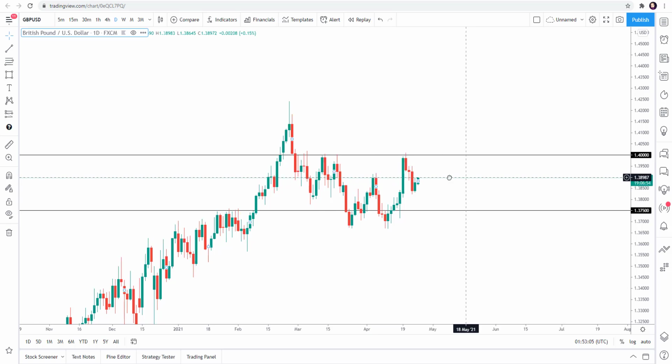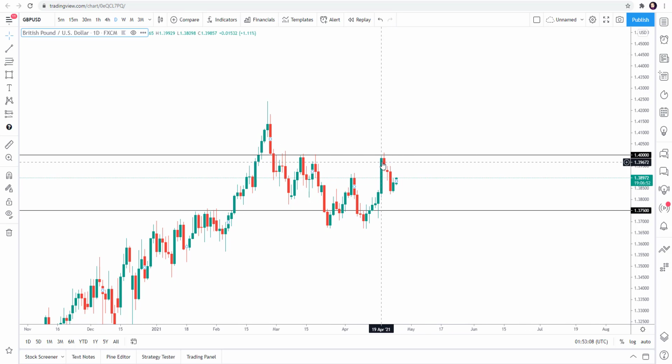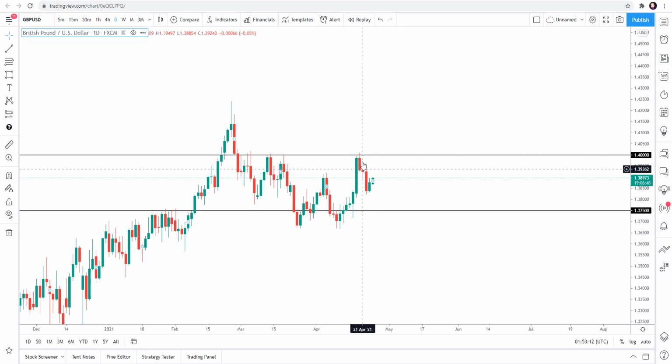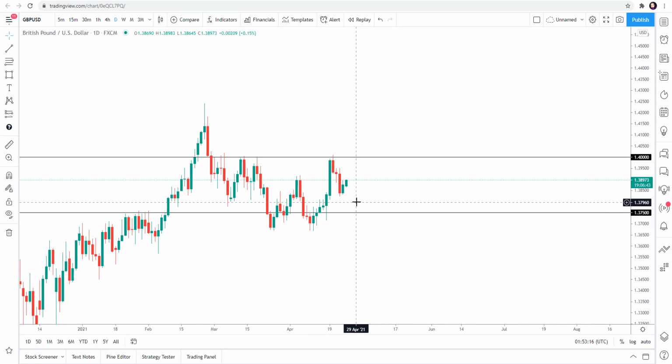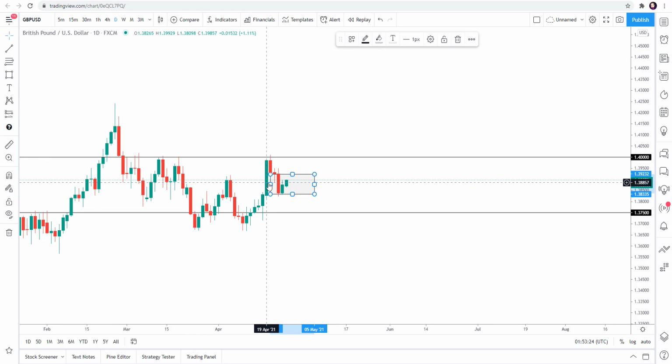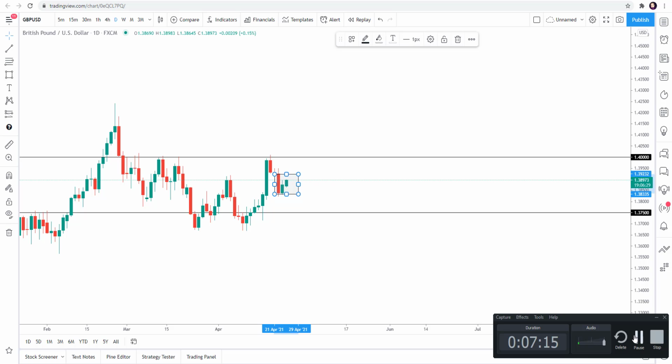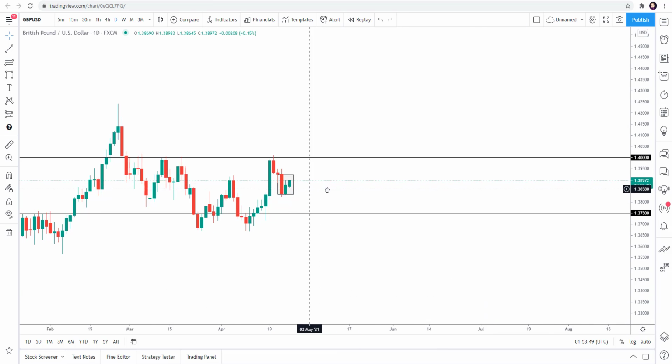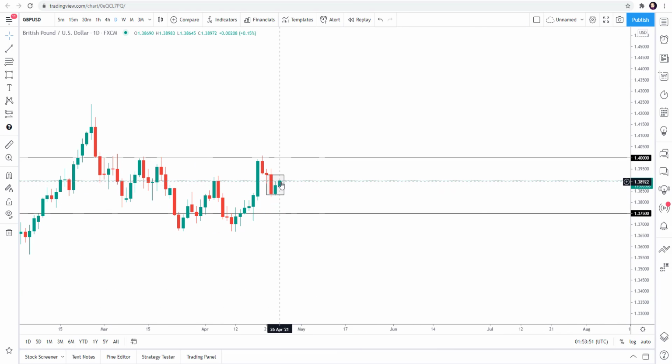Let's go to the daily. Here we have this bullish candle of Monday, followed by a bearish candlestick. Then a Doji, a shooting star, a Doji, a bearish engulfing. Now we have an inside bar, and it is very important to see how this daily candlestick will close. We have to see how this daily candlestick will close.